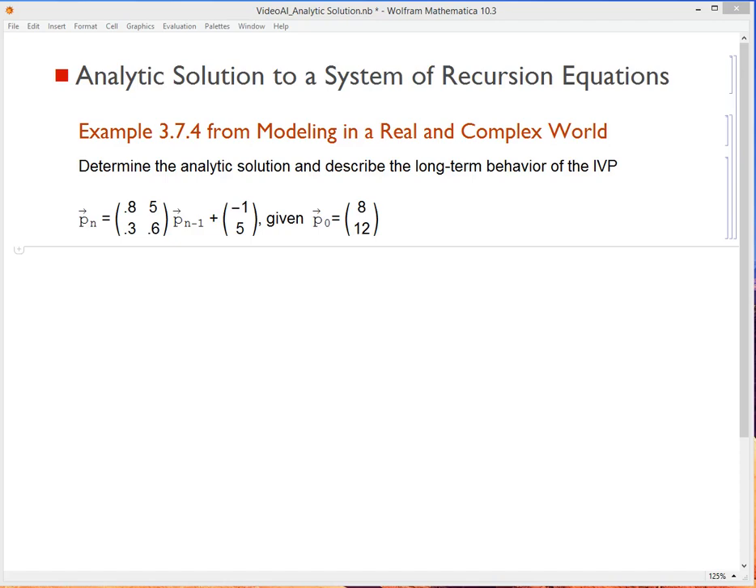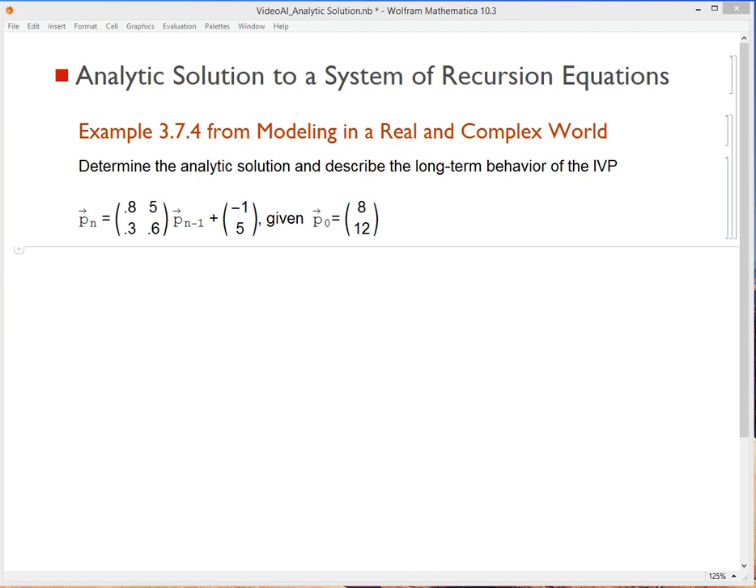Alright, welcome to MA 103's lesson on analytic solution to a system of recursion equations. So in this example, I'm going to go through example 3.7.4 from Modeling in a Real and Complex World, where we're asked to determine the analytic solution and describe the long-term behavior of the initial value problem listed below.